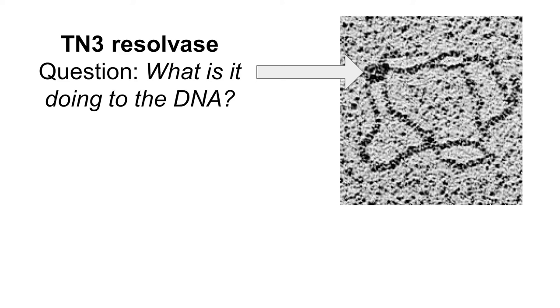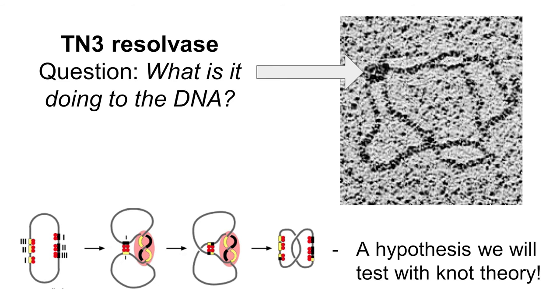They are minuscule. And that up there is a loop of DNA, and that thing there is Tn3 resolvase. It doesn't really matter, but it's an enzyme. What is it doing to the DNA? We don't know a priori. We don't know what the enzymes are doing.